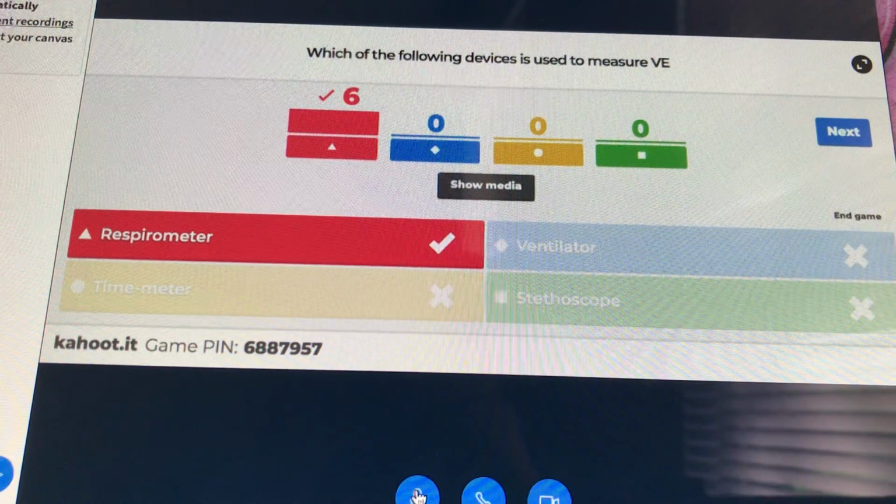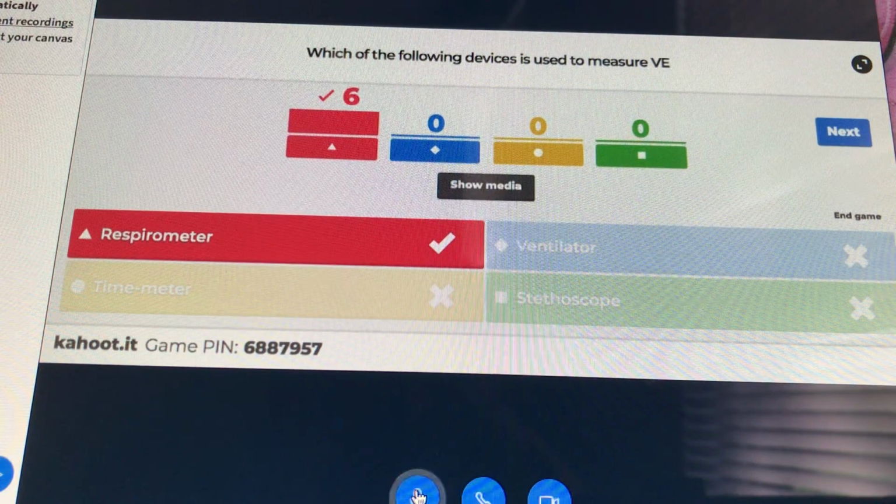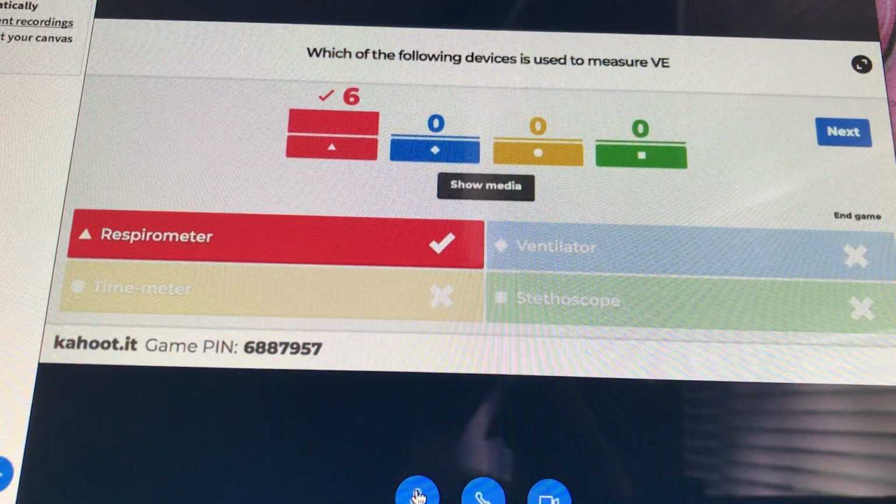Let's go back. So VE is minute ventilation. What does that consist of? Tidal volume times respiratory rate. So if you handed a patient a respirometer, what do you want them to do in order to get the amount of air that they move over the course of a minute? You want them to breathe normal.